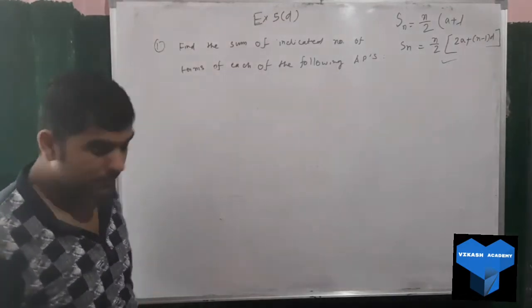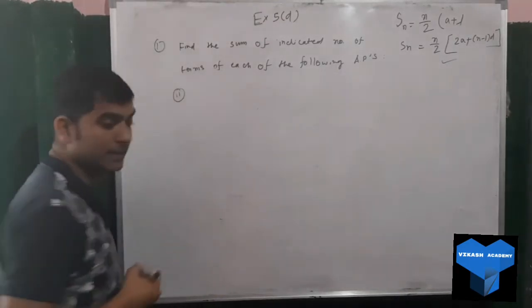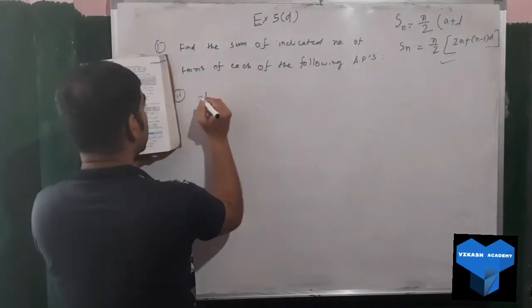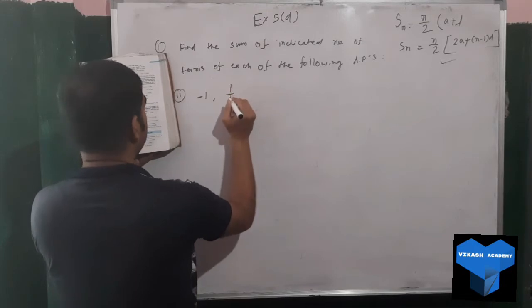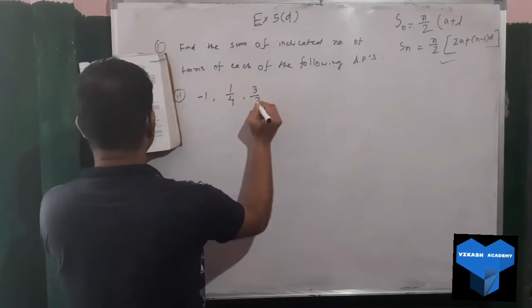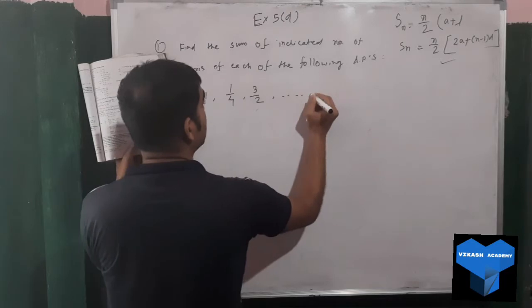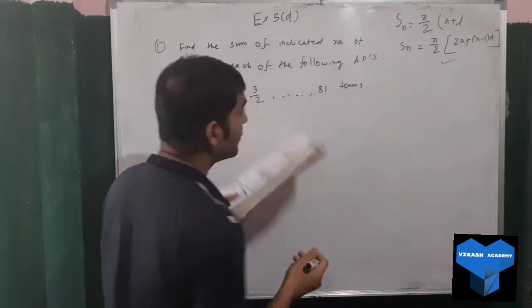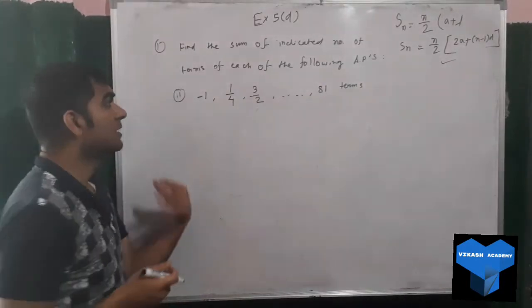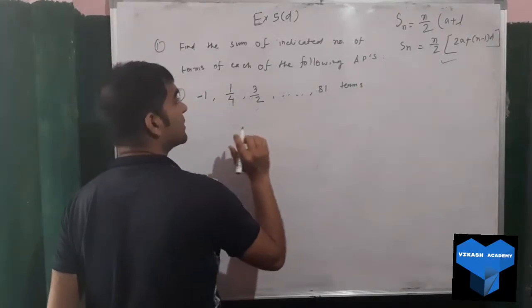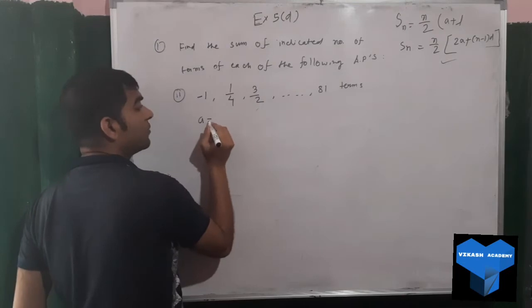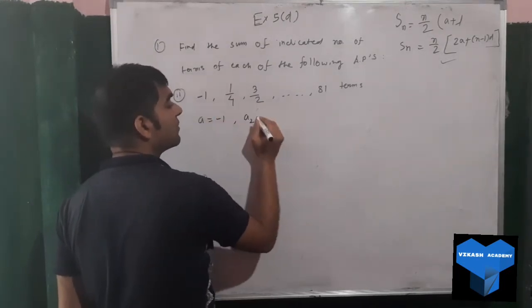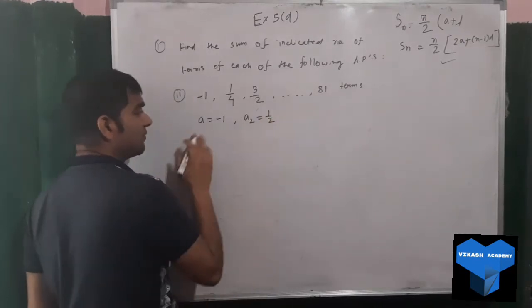So question number 1, subdivision 2, we have here minus 1, 1 by 4, 3 by 2, dot dot dot till 81 terms. Now in the same way we will do this question also, till 81 terms. So A1 or A will be minus 1. A2 we have is 1 by 4.